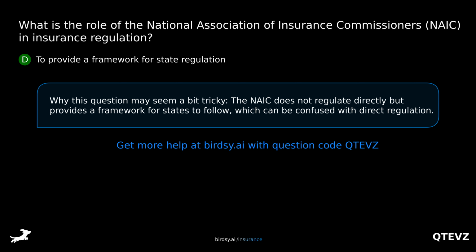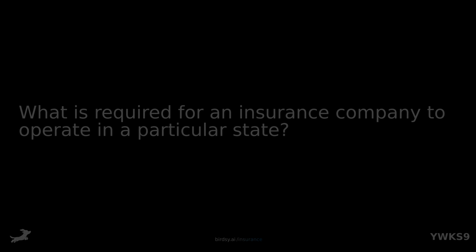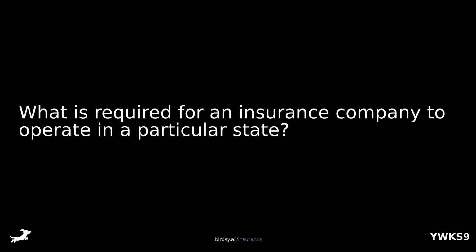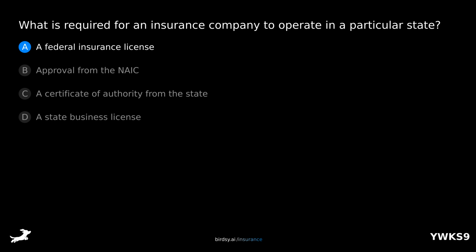Why this question may seem a bit tricky. The NAIC does not regulate directly, but provides a framework for states to follow, which can be confused with direct regulation. What is required for an insurance company to operate in a particular state? Is it A, a federal insurance license? B, approval from the NAIC? C, a certificate of authority from the state? Or D, a state business license? The answer is C, a certificate of authority from the state.